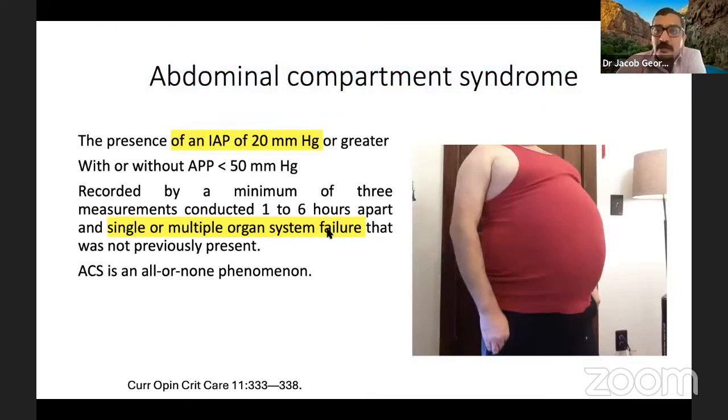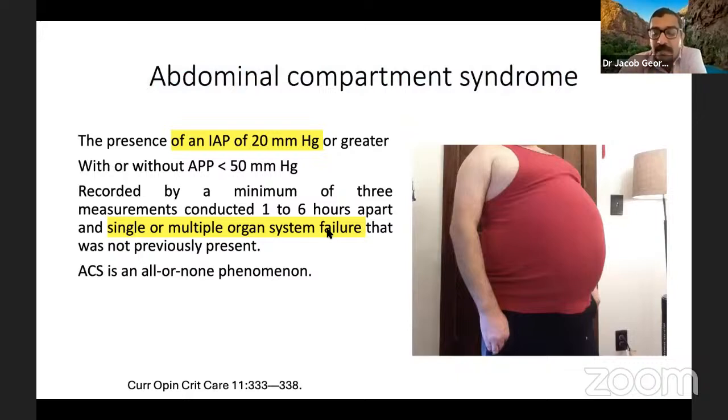So that is exactly what is called abdominal compartment syndrome, where you have a raised intra-abdominal pressure of 20 millimeter of mercury, or even more than that, with or without an abdominal perfusion pressure less than 50 millimeter of mercury. This has to be recorded, preferably 3 readings over a period of 1 to 6 hours. And you always have an associated organ dysfunction, either single organ or multiple organ dysfunction, which was not there previously.